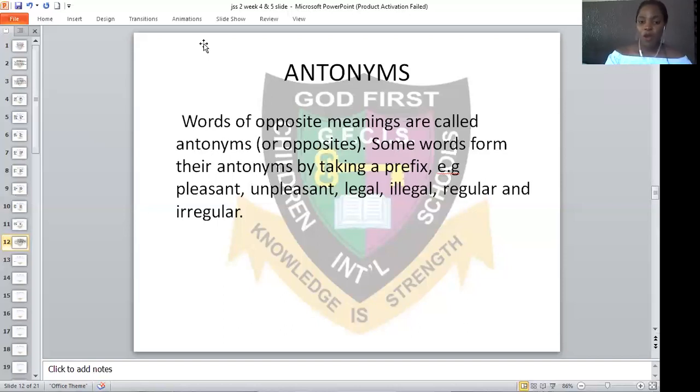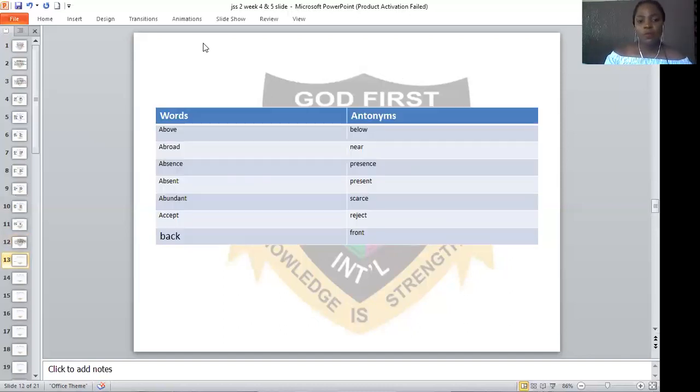So pleasant, unpleasant. Legal, illegal. Regular and irregular. So what are the words and antonyms? The first is above, and we have below. Above, below. The opposite for above is below.